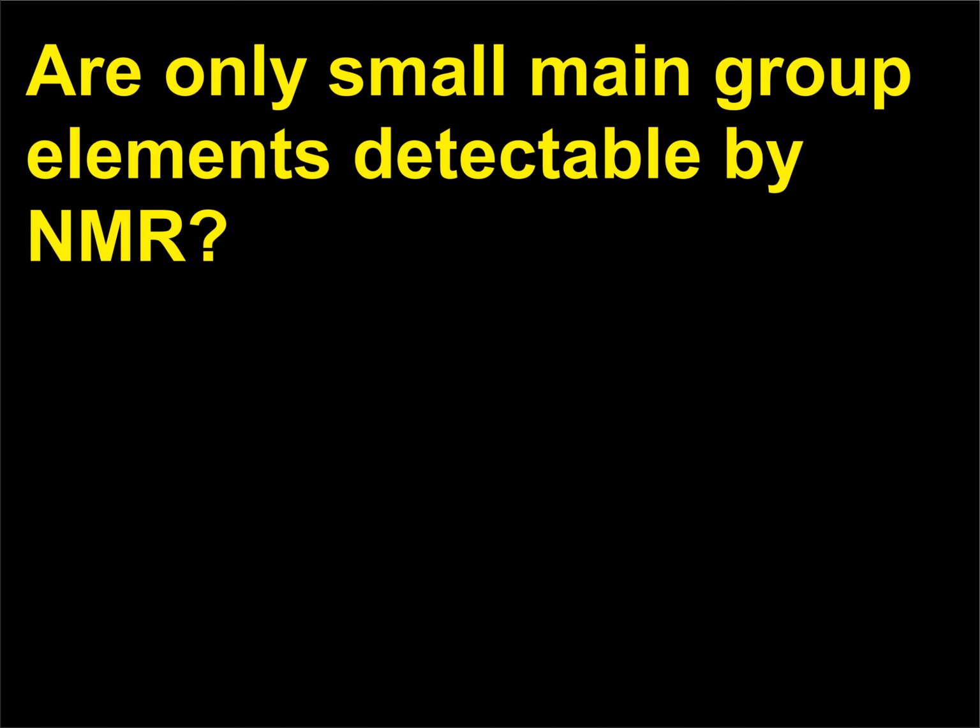Are only small main group elements detectable by NMR? The list of nuclei in the previous question are just commonly used ones in NMR experiments. Other elements are observable, but sometimes these require special hardware to obtain useful signal levels.